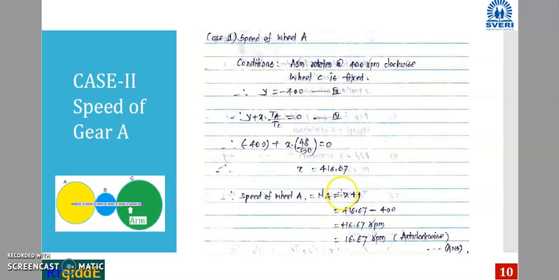and finally speed of wheel A, that is NA, is equal to total motion of A, that is x plus y. This value we have written here from the table. So therefore speed of wheel A is equal to 16.67 rpm. Again rewriting it, equal to 16.67 rpm in clockwise direction.